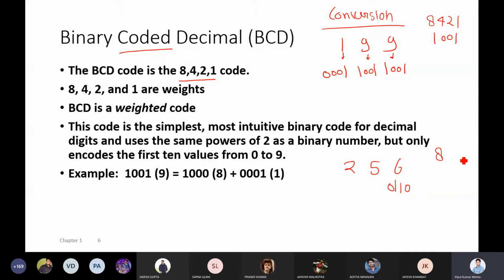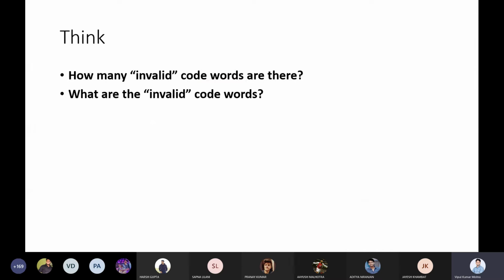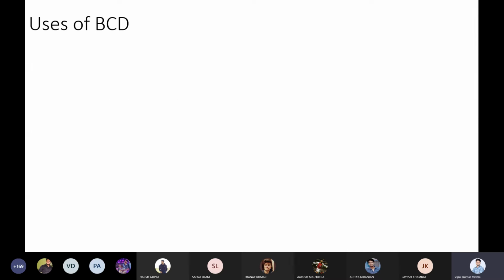It is 8421 coding, always 8421 coding. Now what about 5? It will become 0101. What about 2? It will become 0010. This is in BCD. Now you can say, why do we need it? We already have the binary system. So why do we need it? So let's understand, before jumping into how to use it and where we use it.